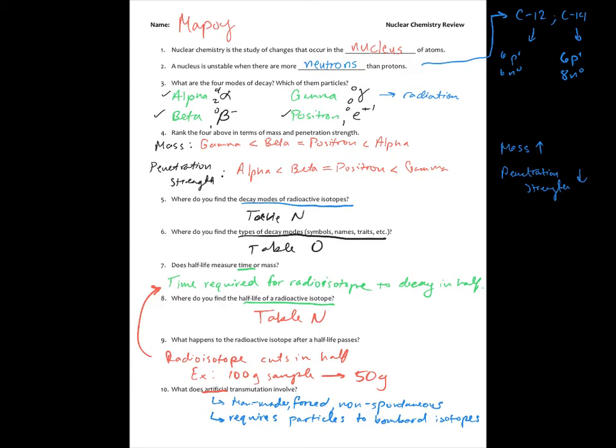It requires particles to bombard isotopes to start a reaction. So it's not like natural transmutation where you have one single radioisotope decaying. It's where you have a radioisotope and another particle colliding with each other, jump-starting this transmutation process. So artificial means you need to assist it with another particle to jump-start it. It's non-spontaneous. You need to force it. Whereas natural transmutation is more spontaneous. You don't have to force it because it occurs in nature on its own.